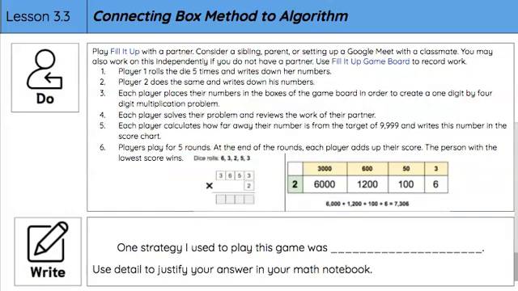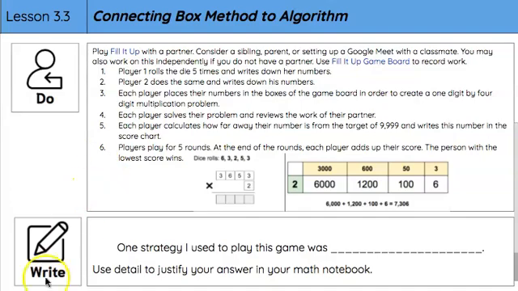Let me go over the instructions with you, and then I'll model for you one round of this game. You'll need a partner for the game, so consider a sibling, a parent, or setting up a Google Meet with a classmate. Feel free to work on it on your own if you do not have a partner. The first step is to roll a die 5 times. Then you're going to write down those numbers. You're going to create a multiplication problem with the numbers, and then you're going to solve that multiplication problem. You're going to calculate how far away that number is from our target number of 9,998. After 5 rounds, at the end of each round, you're going to add up your score. The person with the lowest score wins.